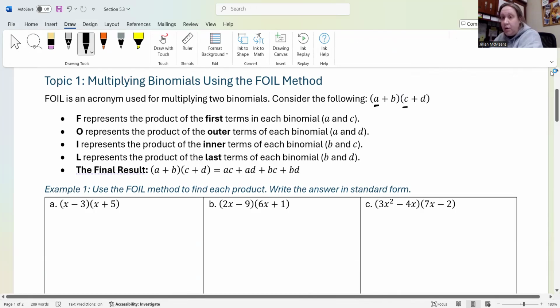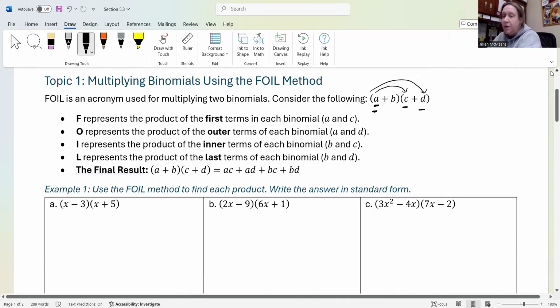The O in FOIL represents the outer terms. So the outer terms are going to be the terms on the outside of this product here. So the outside terms would be A and D. So if you think about what we just did, we multiplied the first terms, which is A and C, and then we multiplied the outer terms, which is A and D. That's basically just distributing A through that second binomial. And we already know how to do that.